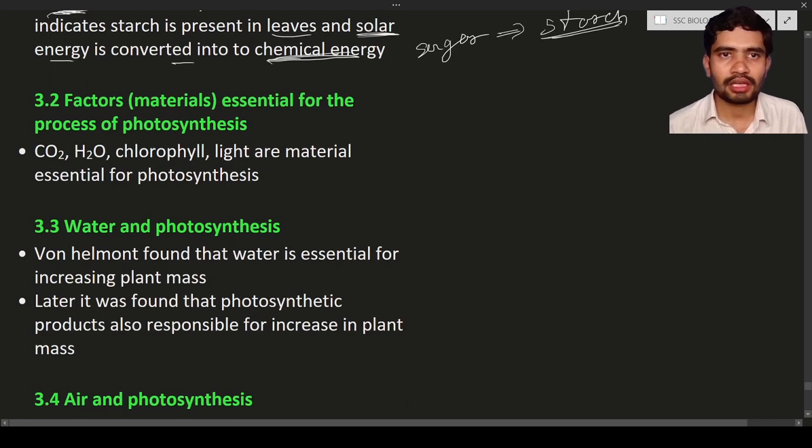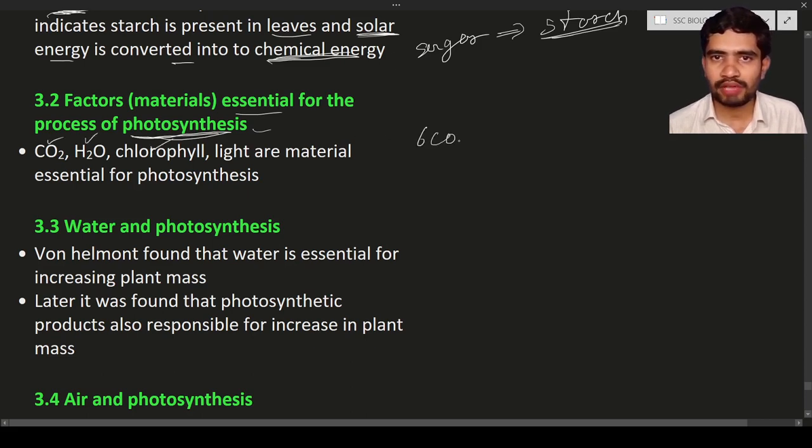Next is the factors or materials essential for the process of photosynthesis. What are the materials essential? To cook food, to make a curry, you need vegetables, you need some kind of spices, you need oil, cooking oil, you need a stove, dish, everything. In the same way, for photosynthesis, what materials are required? For photosynthesis, you need carbon dioxide, water, chlorophyll, light.